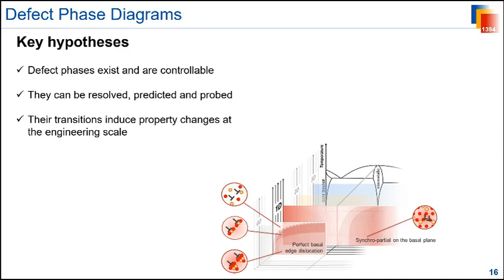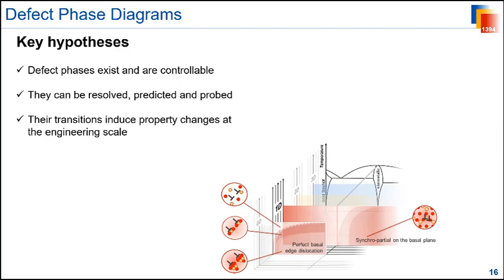Our second hypothesis is that we can resolve, predict, and probe these defect phases, and that transitions between the defect phases will be important. What they'll do is induce property changes at the macroscopic scale. And the defect phase diagrams we propose to develop will perform an equally important role as we have today for bulk phase diagrams.